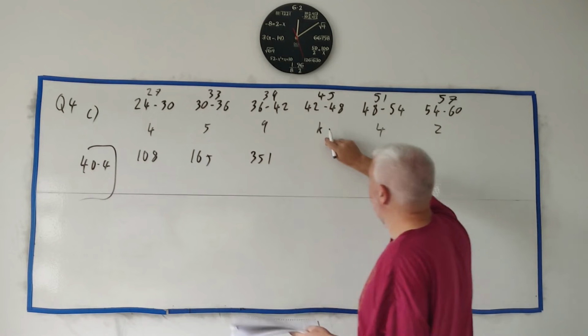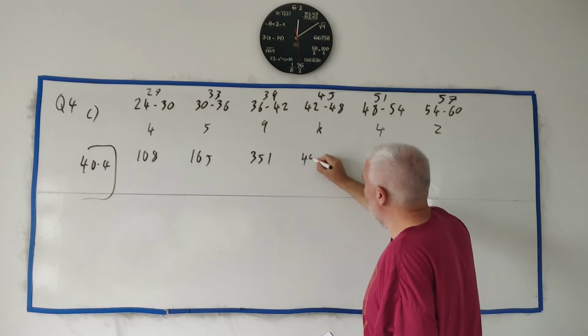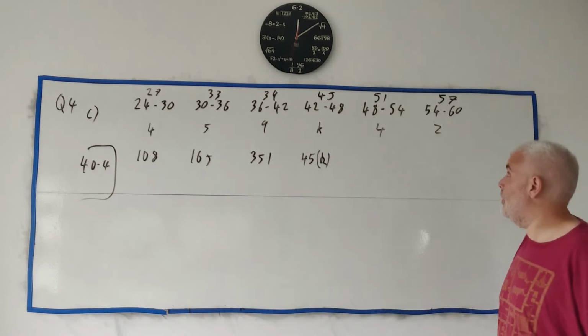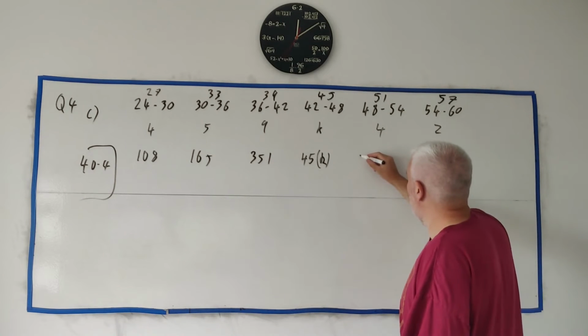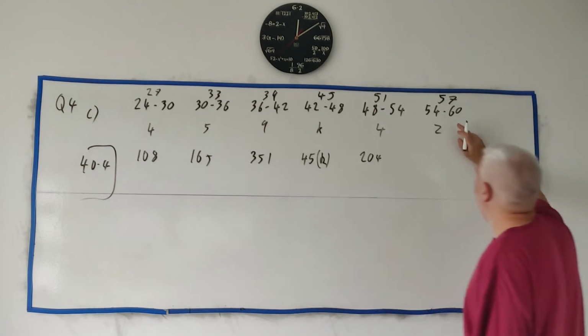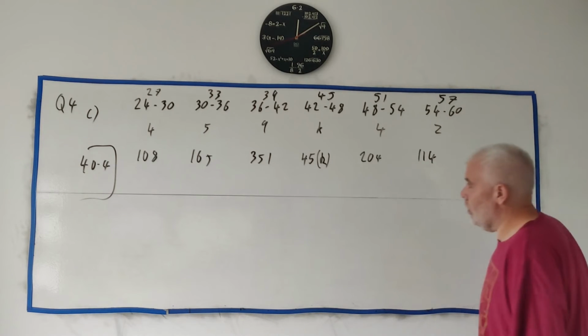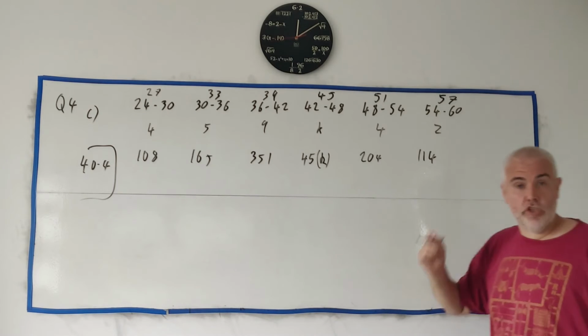351. This was the one that gets interesting: 45 multiplied by K. It's the best we can do for the moment. 4 times 51 is 204, and 2 times 57 is 114. That's their total ages.